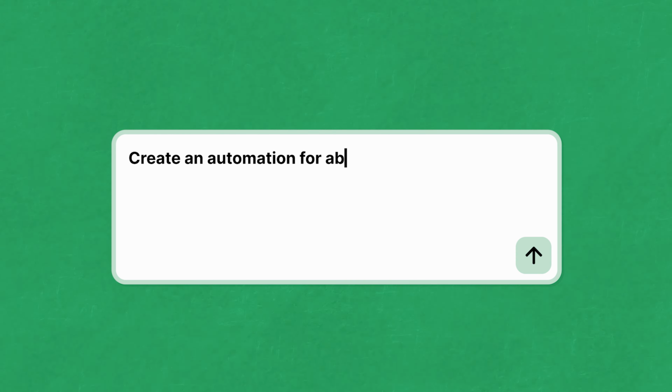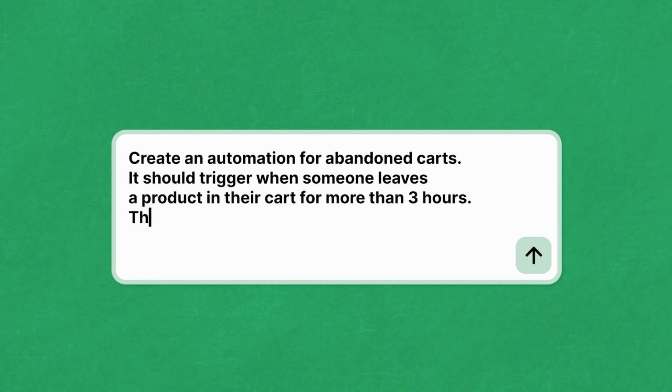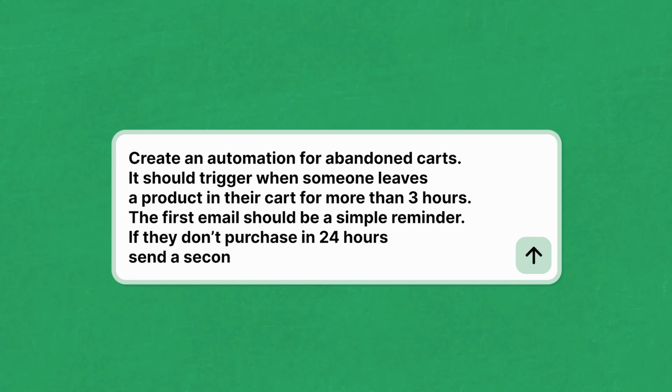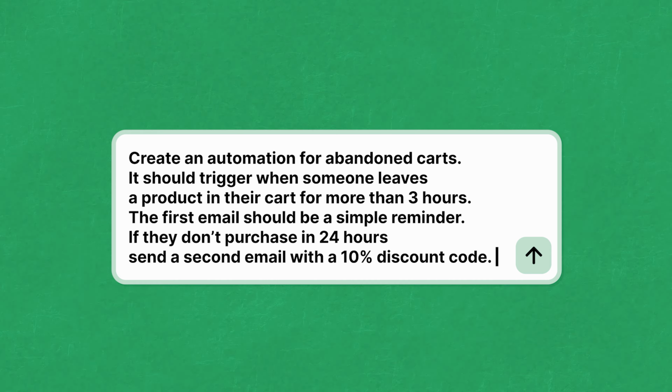Create an automation for abandoned carts. It should trigger when somebody leaves a product in their cart for more than 3 hours. The first email should be a simple reminder. If they don't purchase in 24 hours, send a second email with a 10% discount code. Enter your prompt and you've got a draft automation in MailerLite that you can enable right away.